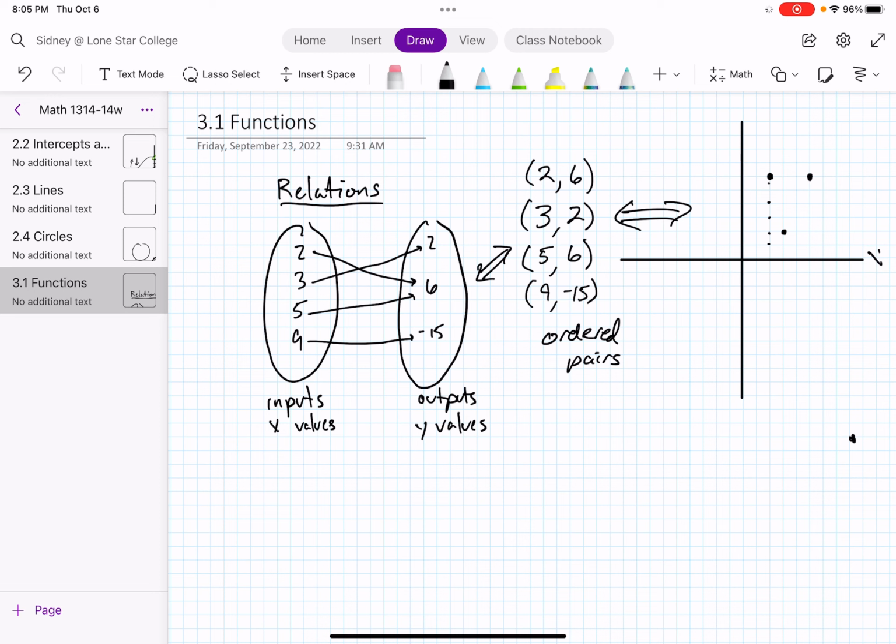When you look at your inputs and outputs, your x and y values, there's lots of ways that you can look at these mathematical relationships. And so the starting point for 3.1 is simply that there are mathematical relationships. There are different ways of presenting those mathematical relationships, and you will see them in different forms, mostly these last two, ordered pairs and on a graph, but you will see all of these.